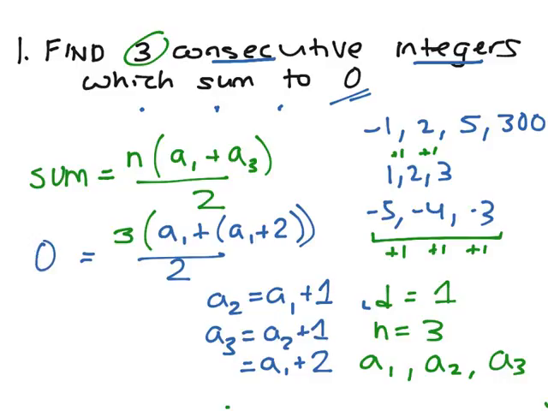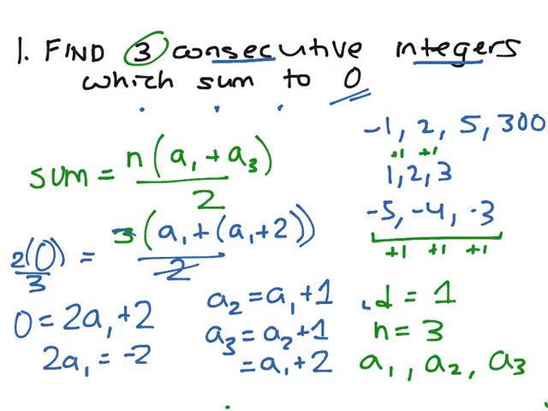If we multiply both sides by 2, 2 times 0 is 0, we divide by 3, 0 divided by 3 is 0, so we cancel all those out, and we've got 0 is equal to 2a1 plus 2, which means 2a1 is equal to -2, and our first term a1 is equal to -1.